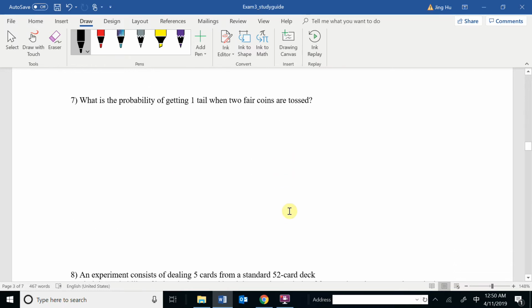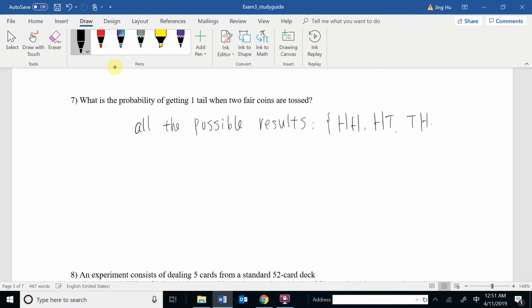What is the probability of getting one tail? You toss 2 coins. So now let's just list all the possible results first. For 2 coins, it could be head, head; head, tail; tail, head; and tail, tail. So total possible results is 4.